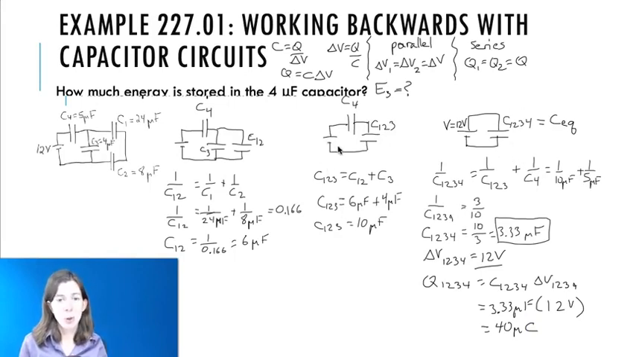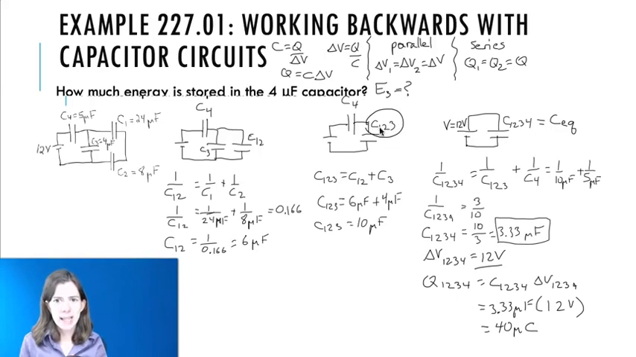Which capacitor do we care about? We're looking for some information about C3. So we care about the capacitor that's going to lead us back to C3. Do you think that's going to be C4 or C123? Which one is related to C3? Well, the capacitor that has 3 in its name, C123, is related to C3 because C123 was a combination of C12 and C3. So we care about C123.